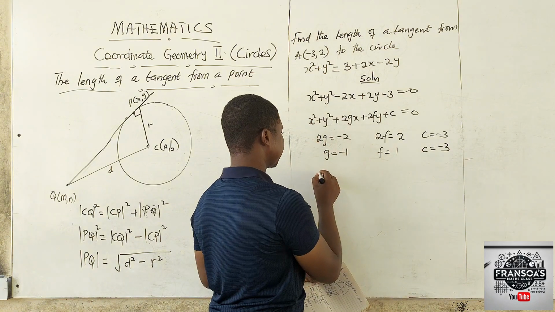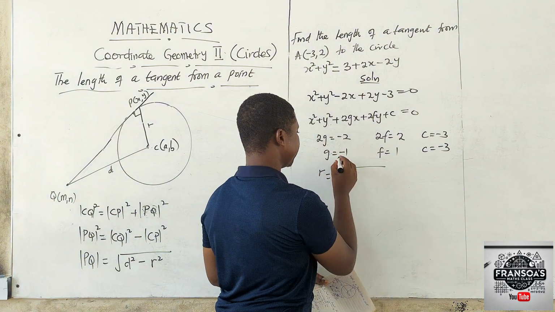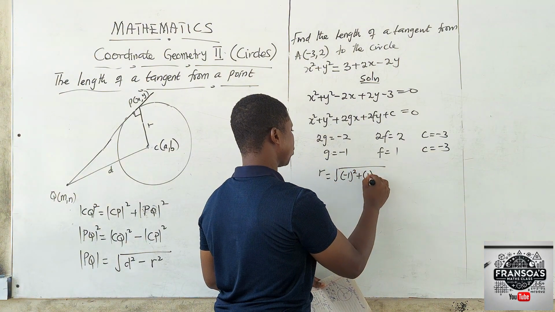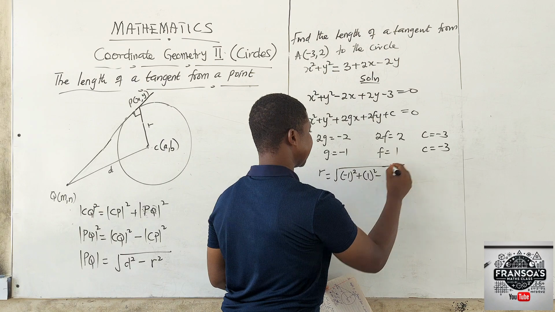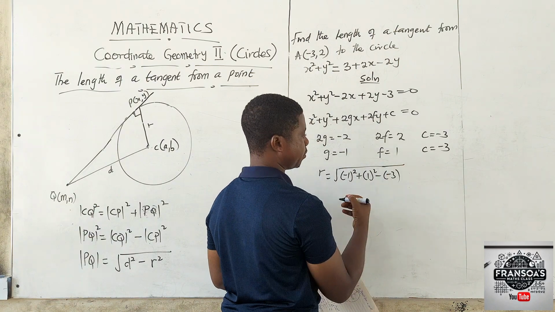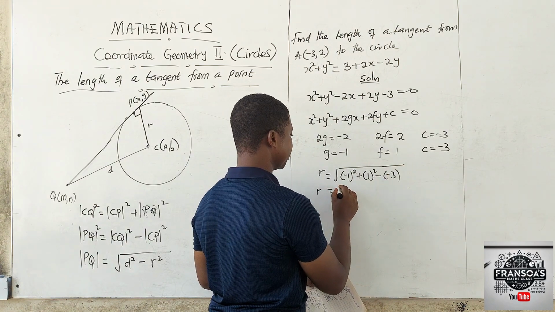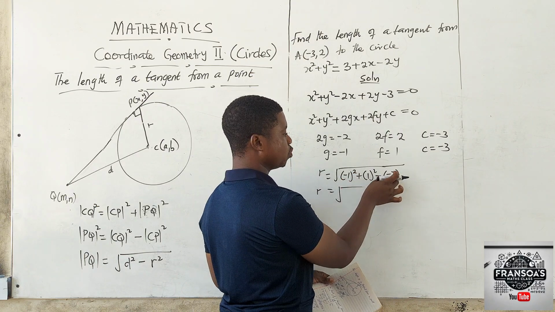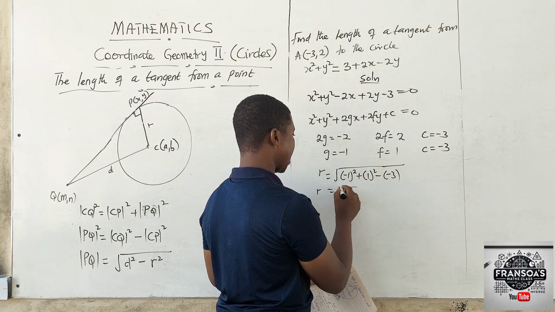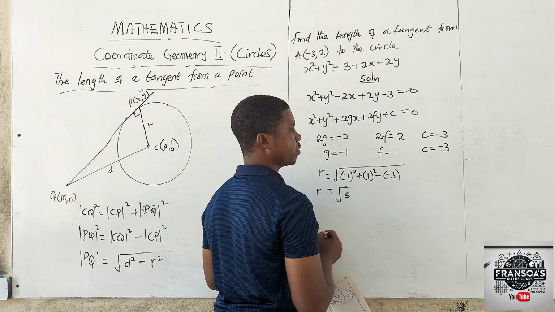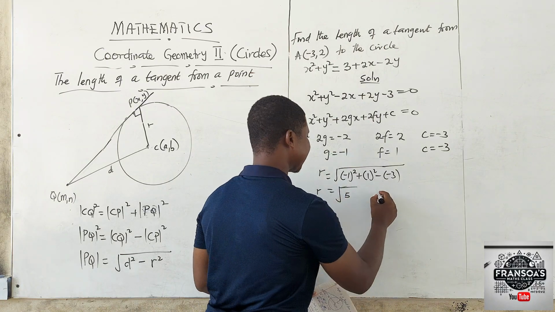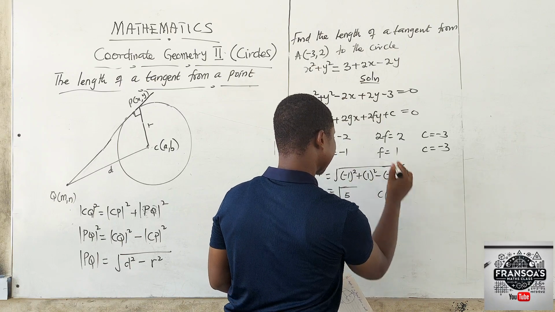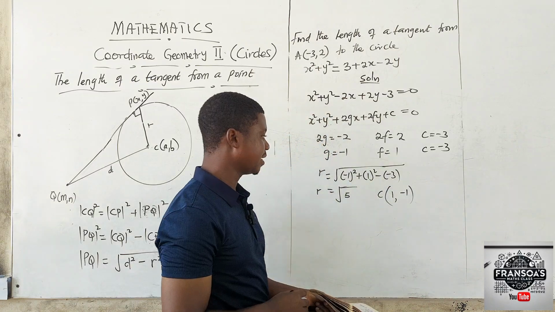So we can find our radius. Our r equals the square root of g squared, that's (-1) squared, plus 1 squared minus (-3). This one will give us 1 plus 1, that's 2, plus 3. So our radius is √5, and our center C is (1, -1).